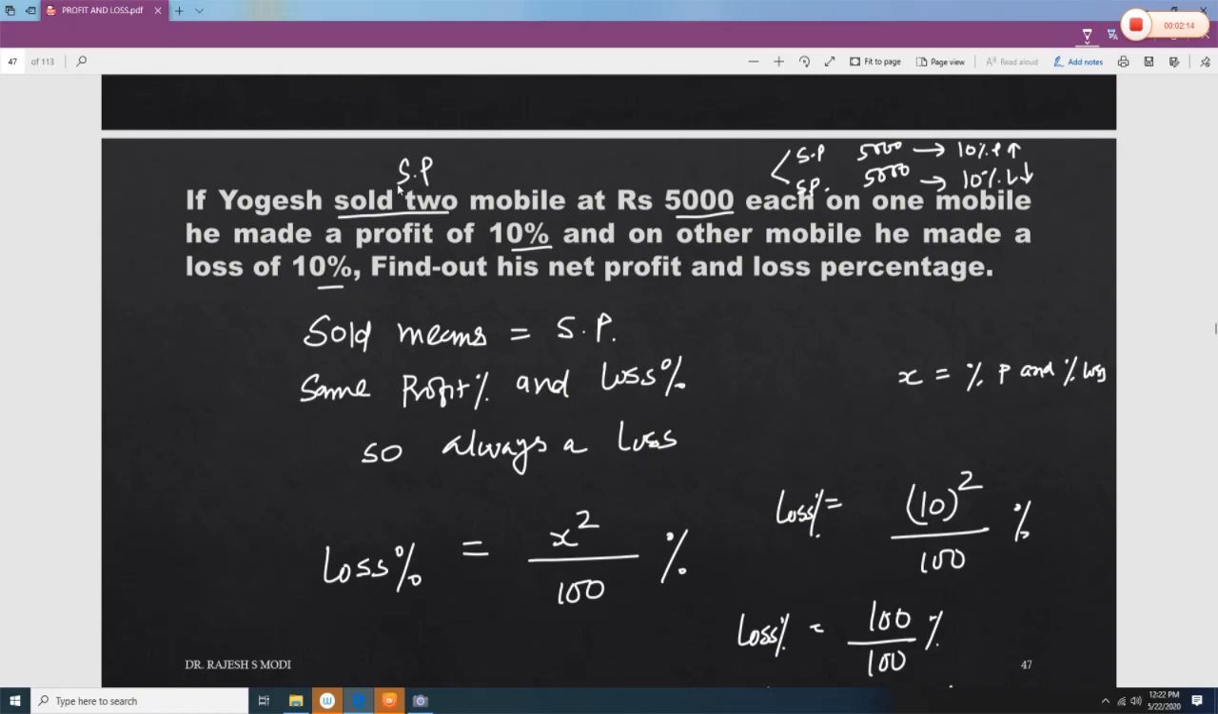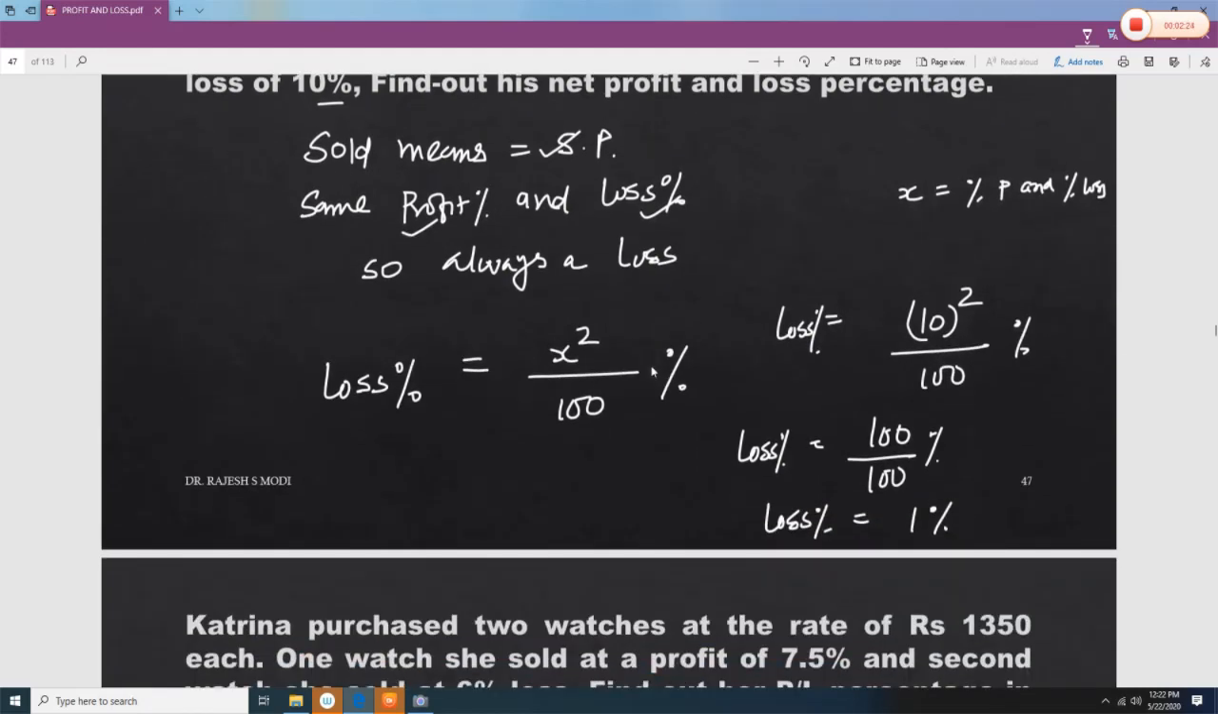So as I said, when the selling price is given and the same percentage of profit and loss on two different transactions, then there is always a loss, that we know. But how much loss? Now how much loss you have to calculate by applying this formula. Loss percentage is equal to x square divided by 100, into percentage, where x means the percentage of profit and percentage of loss.